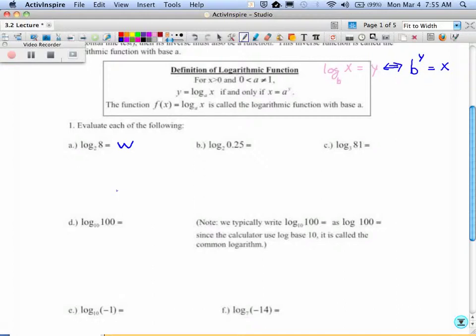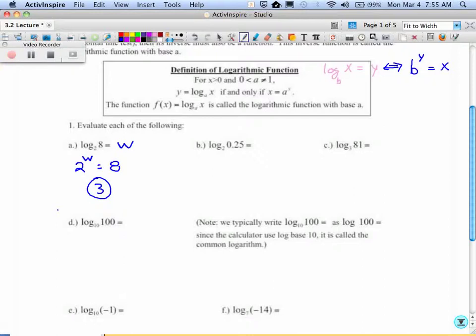So my base is 2. My exponential base is 2. Logarithms are always equal to the exponent, so that means w is the exponent, and it's equal to 8. So 2 to what power gives you 8? How many 2's have to be multiplied together? 3 of them. So your answer is 3. 2 times 2 times 2 is 8.